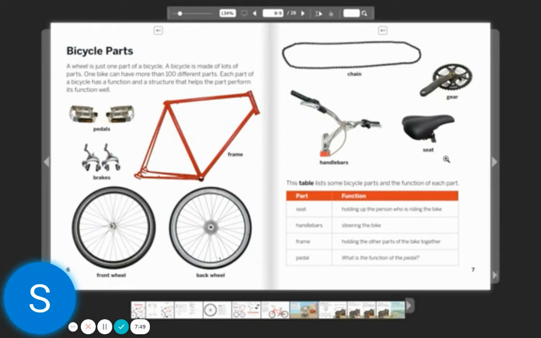handlebars, a seat, a gear, and then this is a table, much like the table that we just filled out for the cherry pitter. This table has the part and then what the part does. So the seat is for holding up a person as they ride the bike. We have the handlebars, which are steering the bike, telling you which direction you're going to go. A frame holds the other parts of the bicycle together, so it wouldn't work without the frame. And then the pedal. What's the function of the pedal? I think it's to make it move forward.